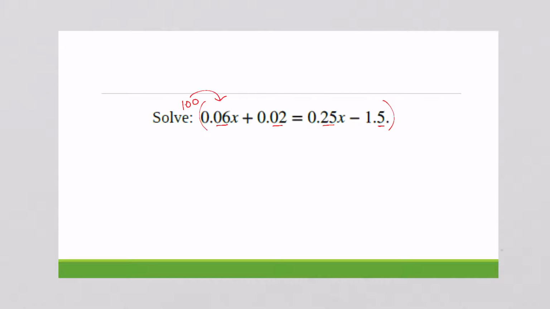100 times 0.06 is 6x. 100 times 0.02 is 2. 100 times 0.25 is 25x, and 100 times a negative 1.5 is a negative 150. So now this problem actually looks relatively normal. At least it looks a little bit cleaner.